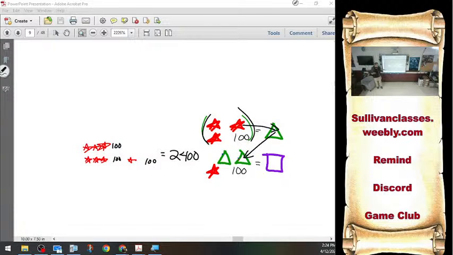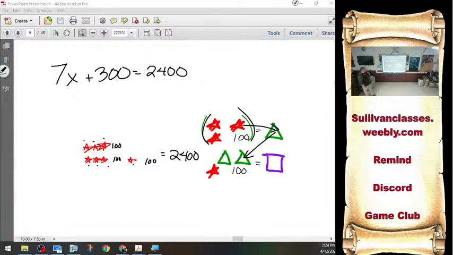Make sense? So now I have 1, 2, 3, 4, 5, 6, 7 of unknown plus 300 is 2,400. Solve the equation. Subtract 300, divide by 7, x is 300. Each of those stars, or each of the cars, was 300. I want you to use that idea again, that if this stuff equals thing, I can replace thing with this stuff.